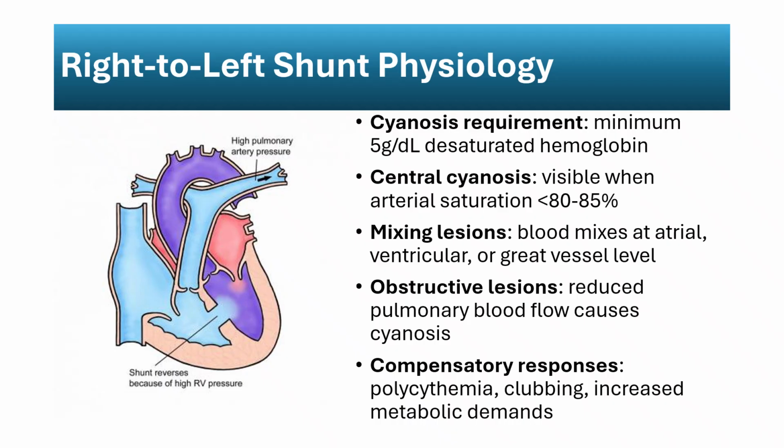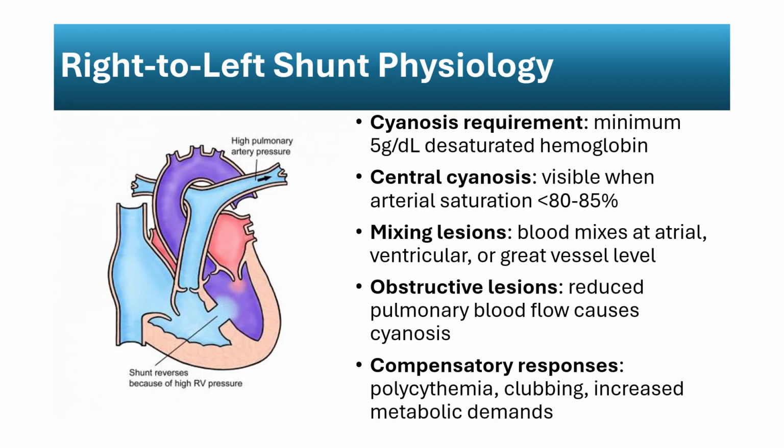Right-to-left shunt physiology underlies the cyanotic congenital heart lesions seen in the NICU. Cyanosis is not visible until there is at least 5 grams per deciliter of desaturated hemoglobin in circulation. This explains why an infant with anemia may appear less cyanotic despite profound hypoxemia, while a polycythemic infant shows cyanosis more readily. Clinically, central cyanosis is recognized when arterial saturation drops below about 80 to 85%.